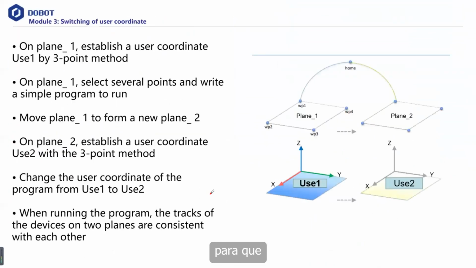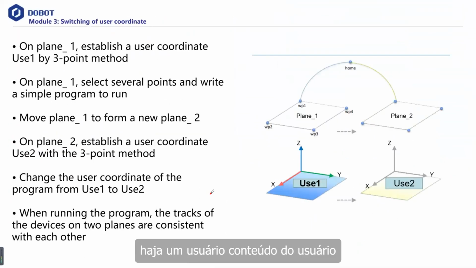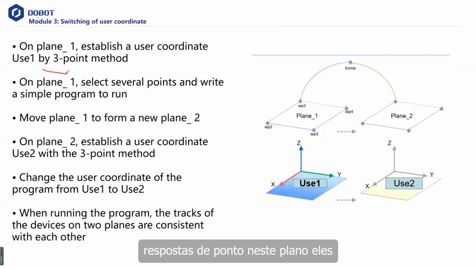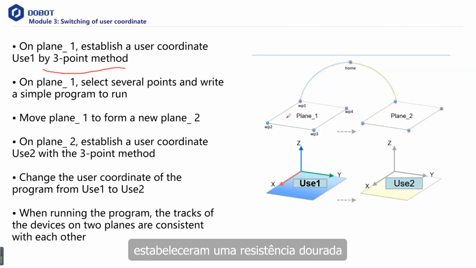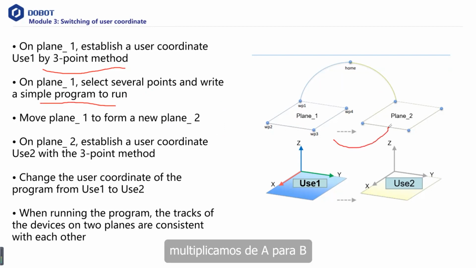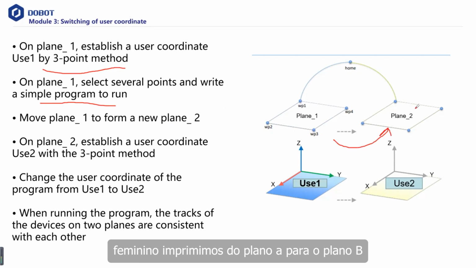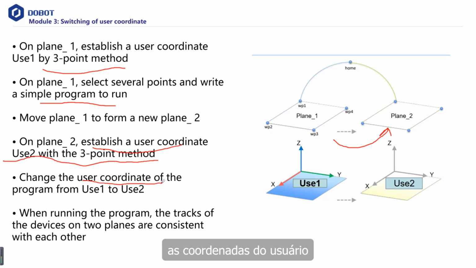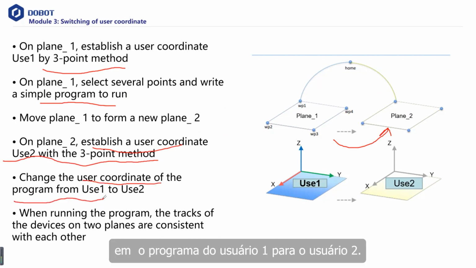So with the user coordinates, we can do it like this. On plane 1, establish a user coordinate system using the 3-point method. On this plane, we establish a coordinate system, and then select several points and write a simple program to run. Then we move from plane 1 to plane 2. And then on plane 2, establish user coordinates, user 2, with the 3-point method, and then change the user coordinates in the program from user 1 to user 2.